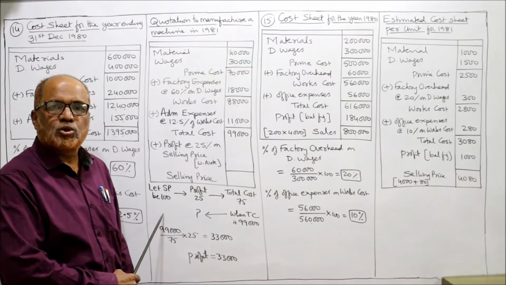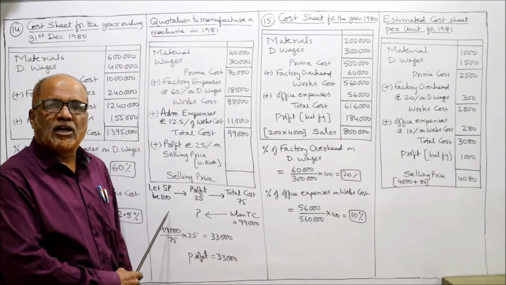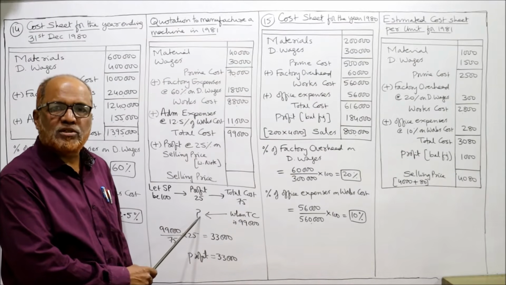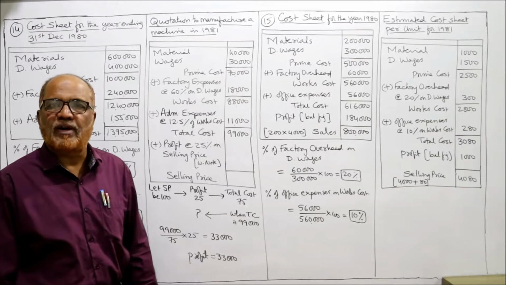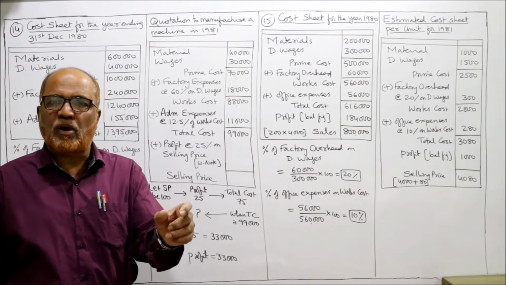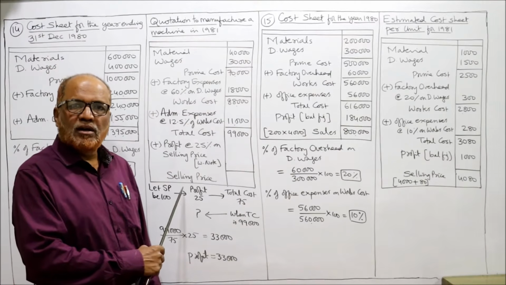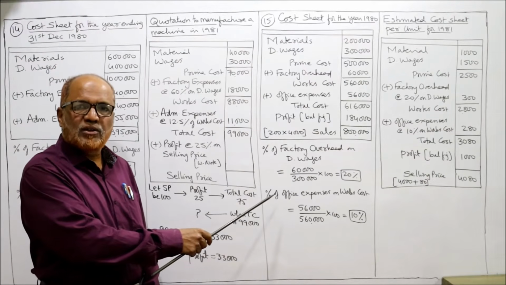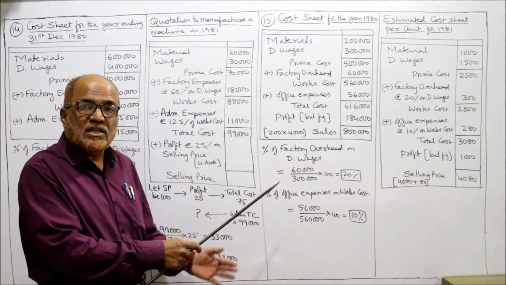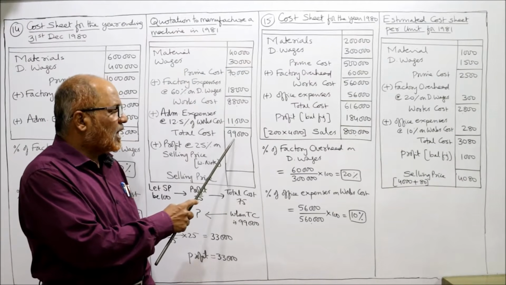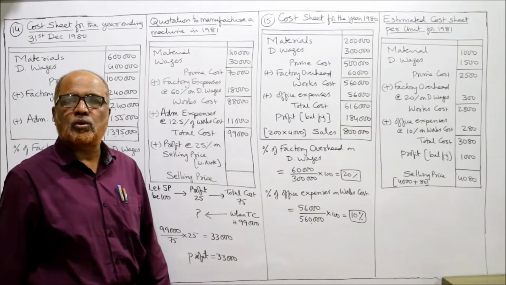So 100 rupees into 25%, 25 rupees. 100 rupees selling price, 25 rupees profit. So total cost will be 75. Sales minus profit is equal to cost. So we got the equation. 100 rupees selling price, 25 rupees profit, 75 rupees total cost. What is our actual total cost? 99,000 rupees is the actual total cost.